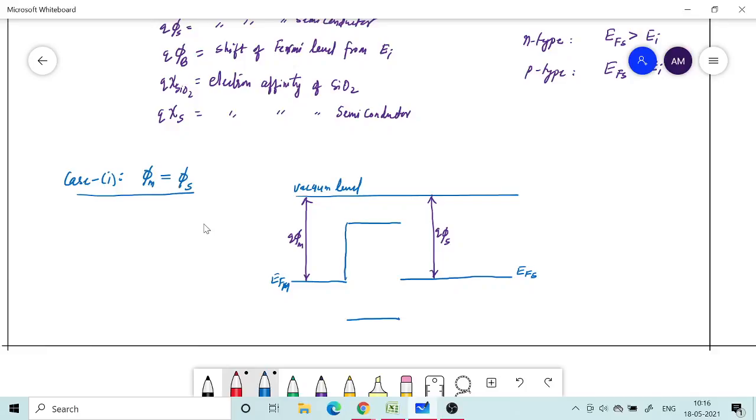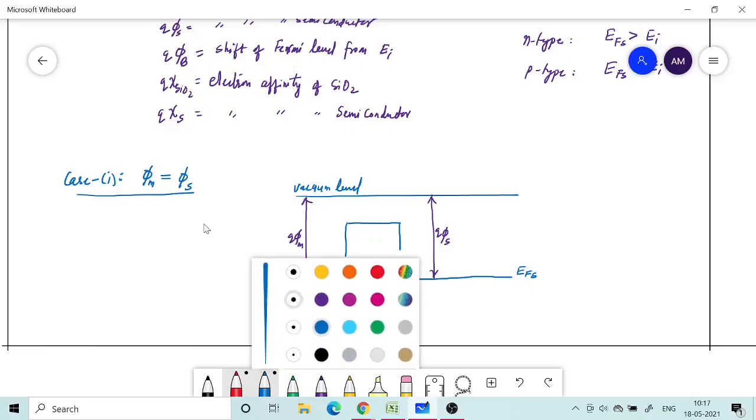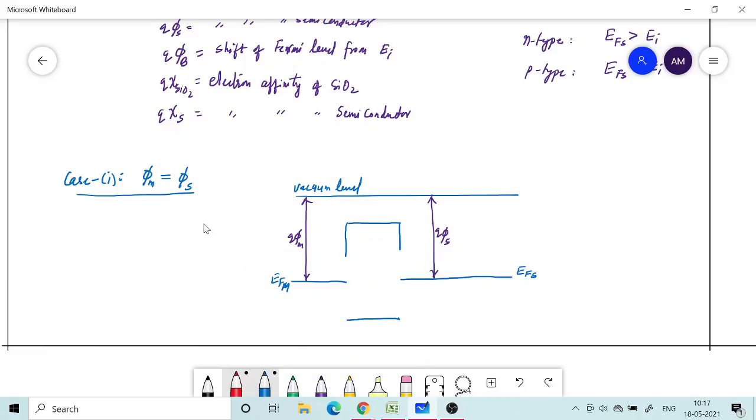Since there is a material change, here at EFS, this is a p-type semiconductor, so my EI is going to be above this. This is my EI, and from EI, if I go some distance above, this is my EC. So this is my EC, and here my valence band.